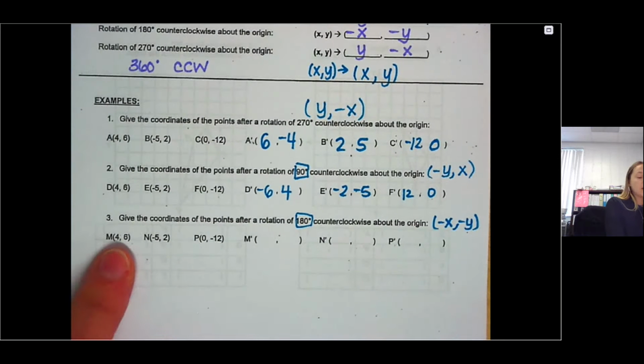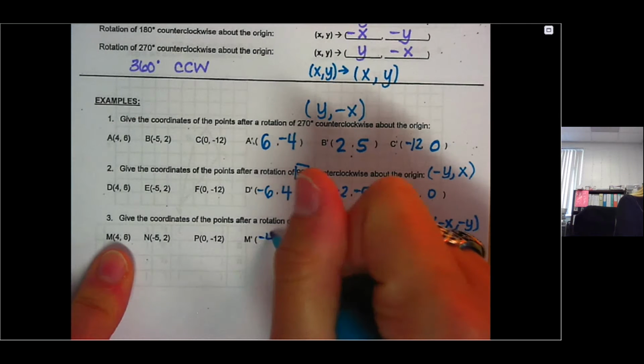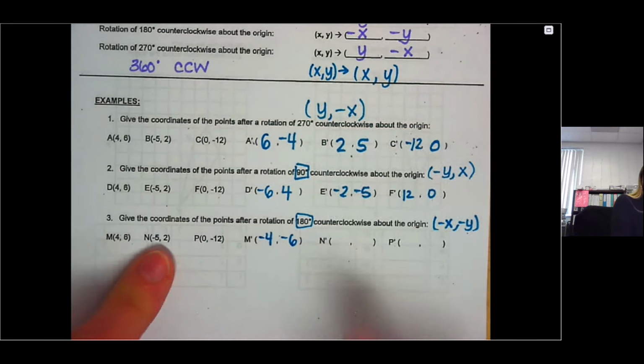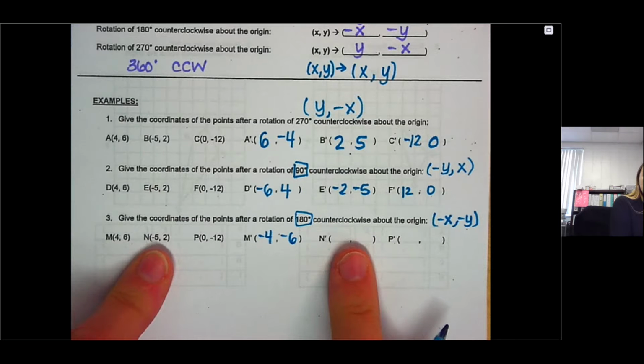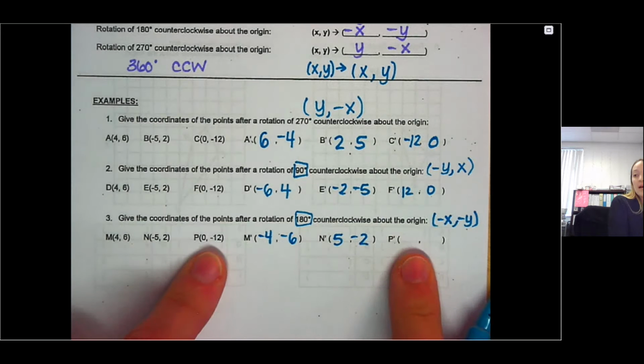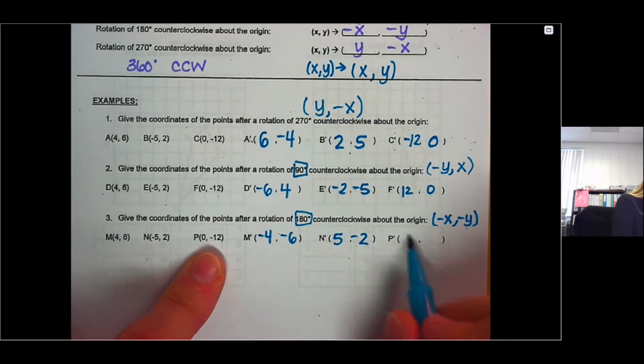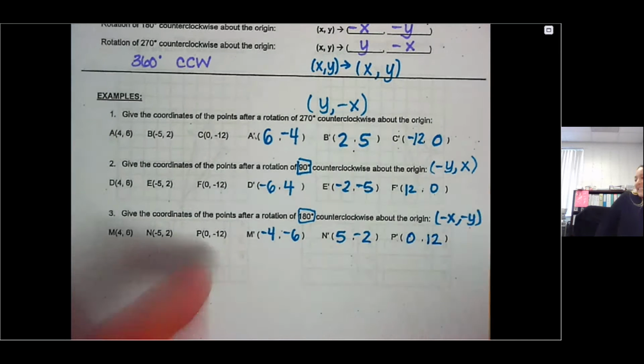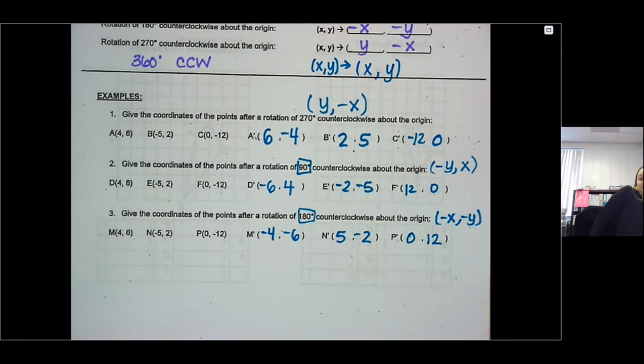So 4, 6 becomes, good. Just put a negative in front of them. -5, 2 becomes +5, -2. And last, 0, -12 becomes 0, 12. Good. You feel pretty good? It's not too bad, right?